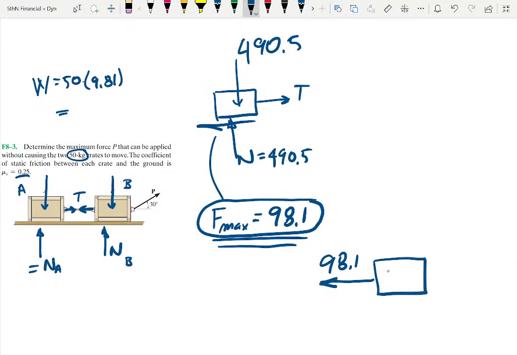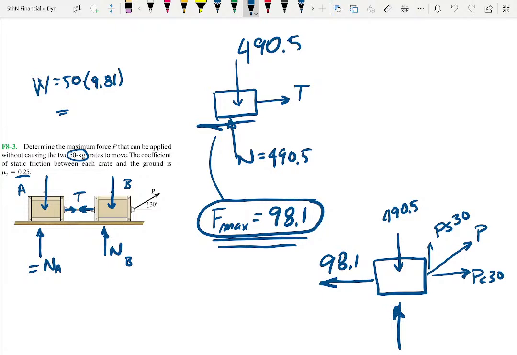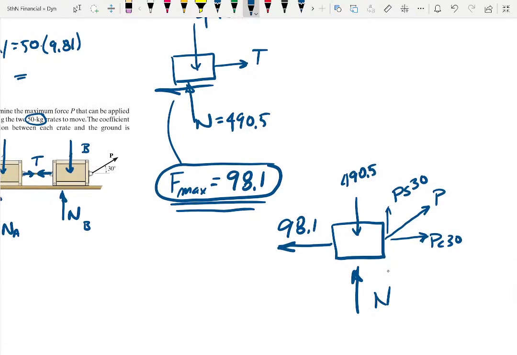This becomes P, which is written like this. And I'll have this being P cosine 30, and this will be P sine of 30. And then I'll have this, which is 490.5. Then I'll have this, and I guess I better call this NB. And then I'll have the friction here on this one.